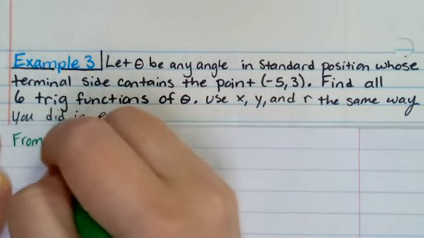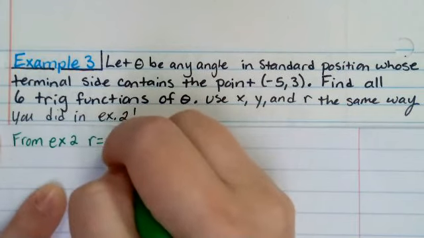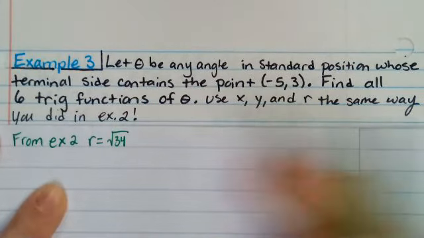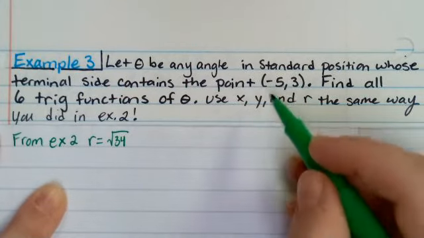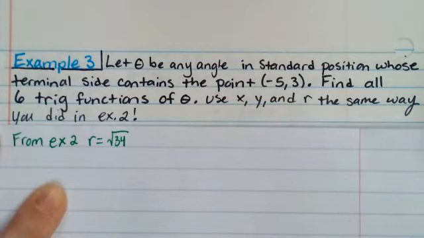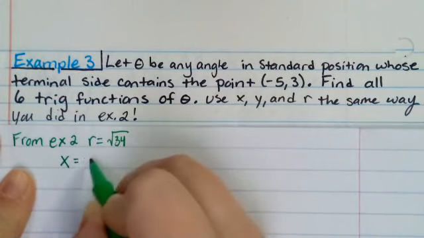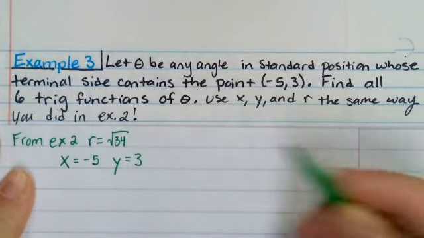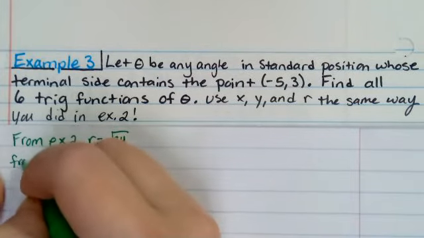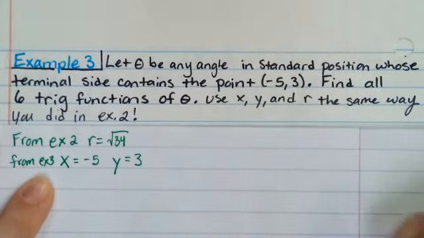Just like on the last one, now we can redraw the picture, but I'm going to say from example 2, r is the square root of 34. Okay, this is going to be the same thing because we're using the same points, except one of them happens to be negative, but they'll be the same distance from the origin. Okay, that means x is going to be negative 5 and y equals 3 here. So this is from example 3, okay, because we're using these coordinates.